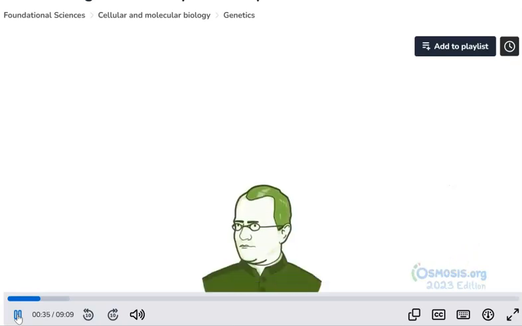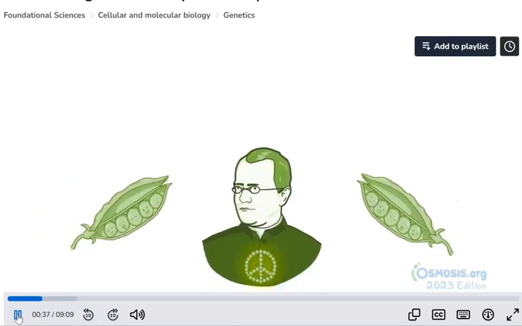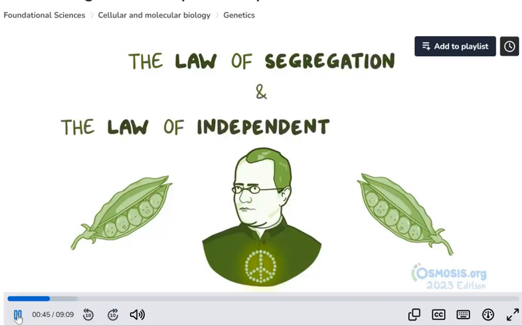You might say, as a monk, he was trying to find his inner peas. Now, in addition to having lots and lots of peas in his garden, he helped to formulate two important laws, the law of segregation and the law of independent assortment.